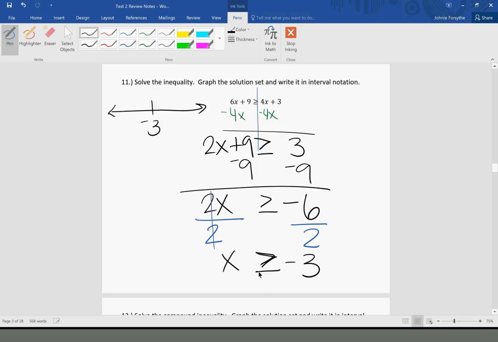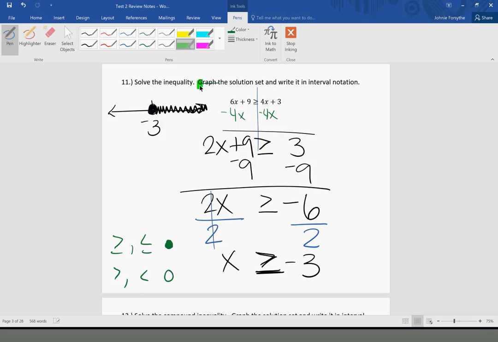And then it's greater than or equal to. So I'm going to use a closed circle. And I'm going to shade to the right. Now remember, greater than or equal to, or less than or equal to, use a closed circle. And then greater than or less than, use an open circle. So this is my graph here.